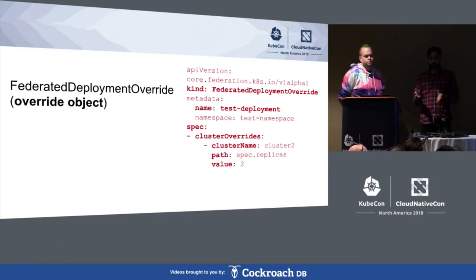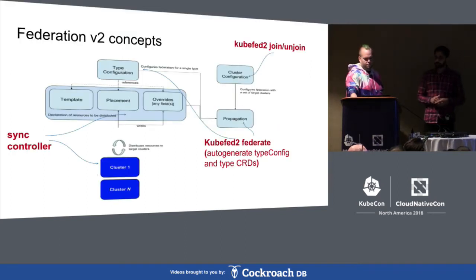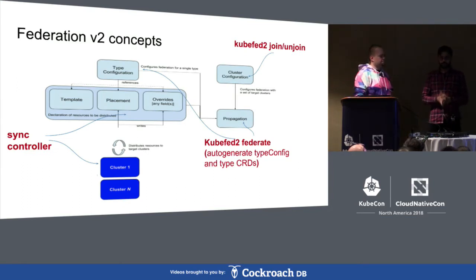And we have been able to implement a generic override mechanism also, where you can just specify a cluster, a path, and a value which needs to be overridden in that cluster at that specific path in the spec of the given resource. So I think we have some understanding of this.